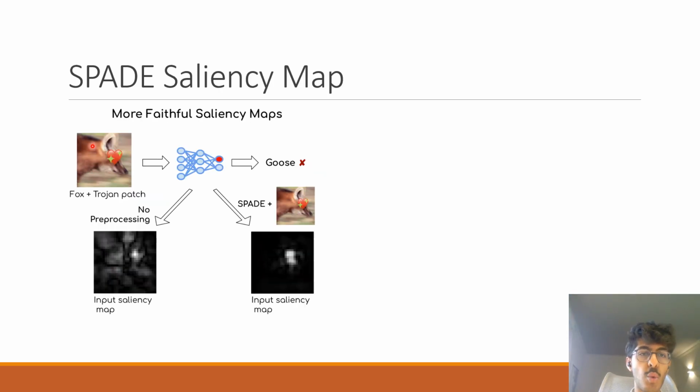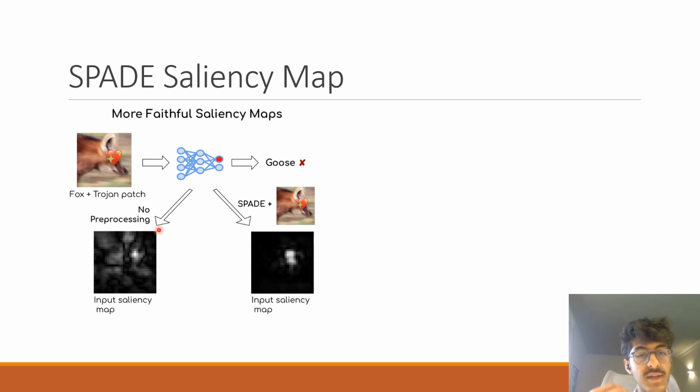So now that we know how SPADE works, let's discuss SPADE for saliency maps. Saliency maps are interpretability methods that say which part of the image is important for a model prediction. And as you can see in this image, SPADE helps the model come up with a cleaner saliency map compared to the scenario when we don't use SPADE.